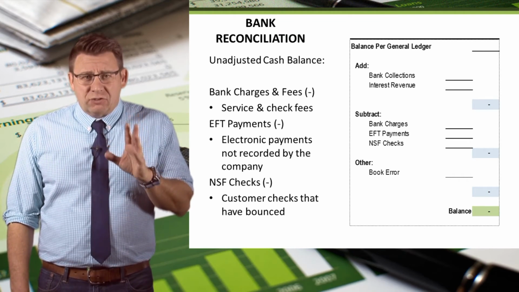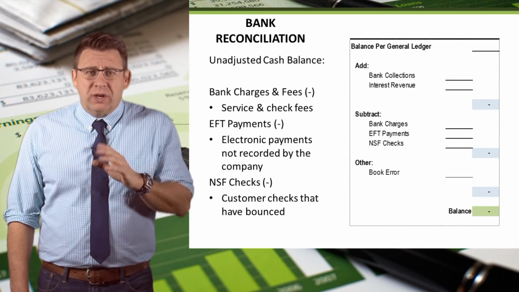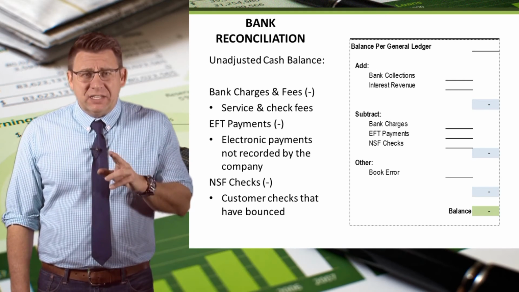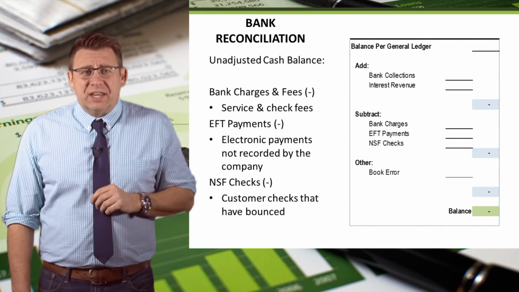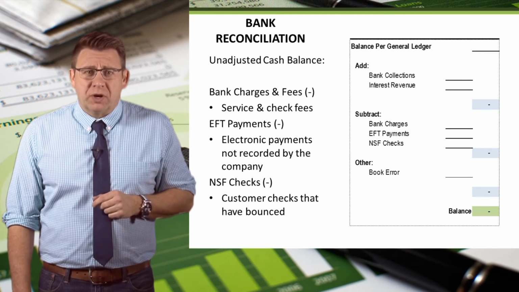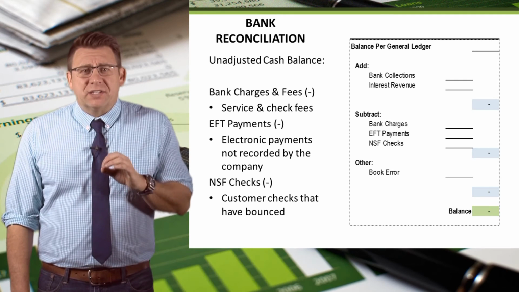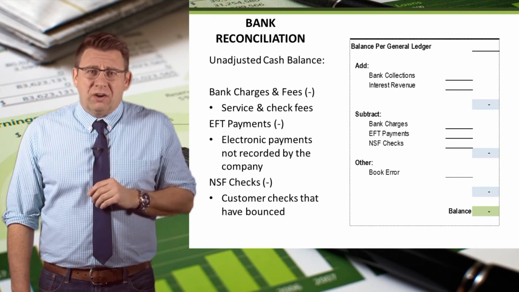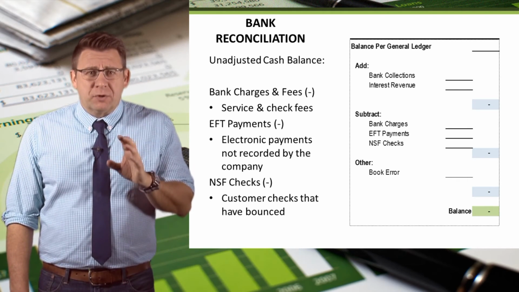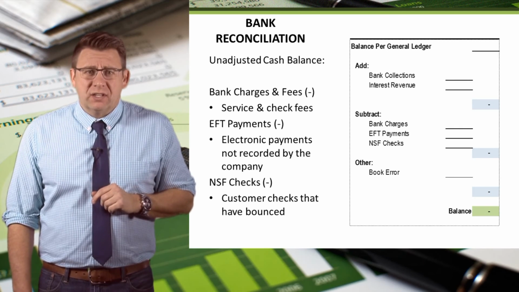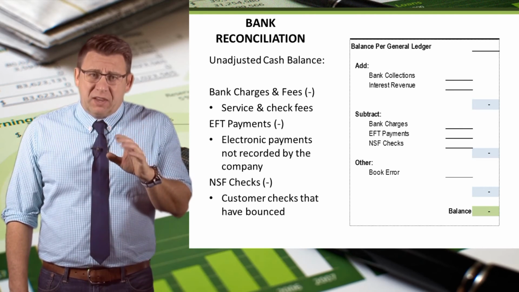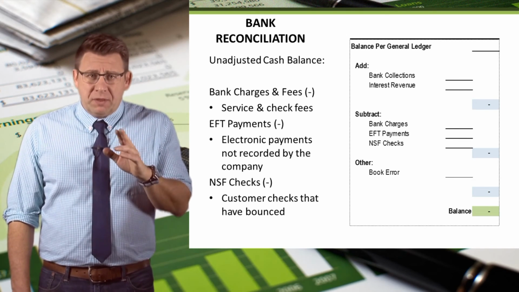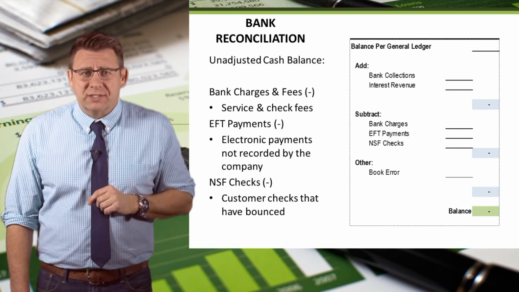EFT payments are electronic payments directly from one bank to another, and often are automated. If a company hasn't recorded these yet, these need to be deducted. They need to deduct these EFT payments from cash during the reconciliation process. NSF checks are checks that a company's customers have written them, but the checks are no good. Initially, these customer deposits increase the cash balance. Now we find out at the end of the month that the checks bounced. So we need to deduct the NSF checks from the cash balance during the reconciliation process.